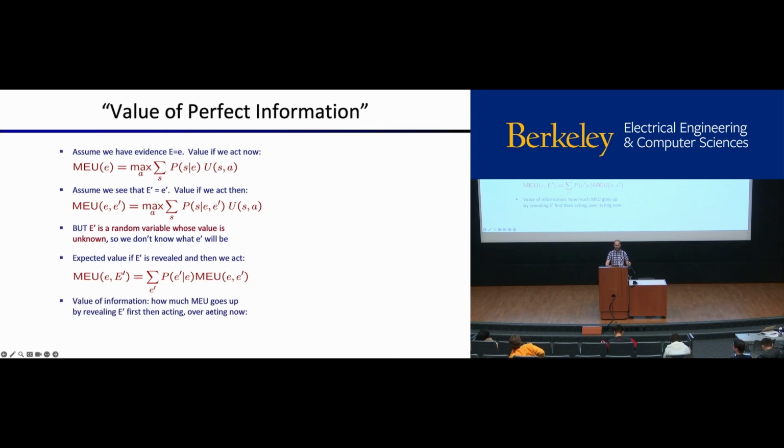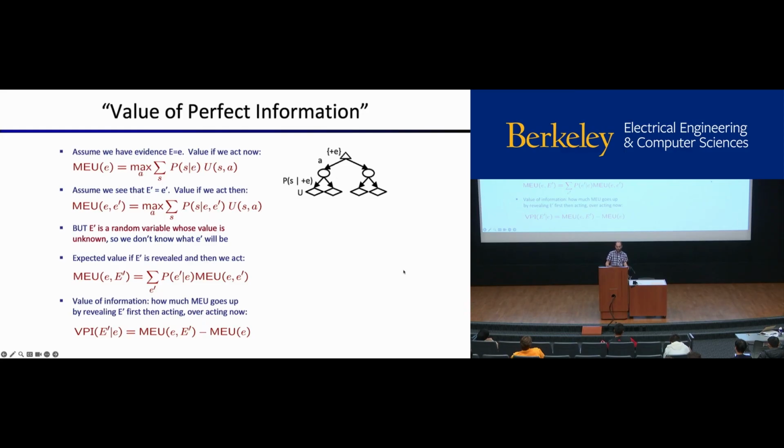So the value of information is how much the maximum expected utility goes up by revealing E prime, big E prime, first, and then acting, compared to acting now. So the value of perfect information of big E prime, that is observing which little e prime it ends up being, given the evidence we already have, E, is equal to this difference. And here's how you calculate it.